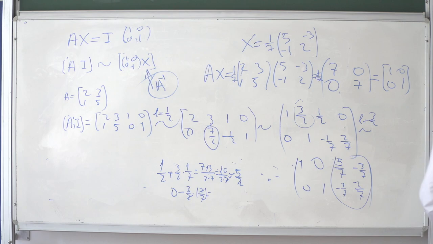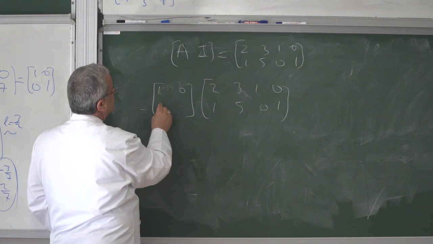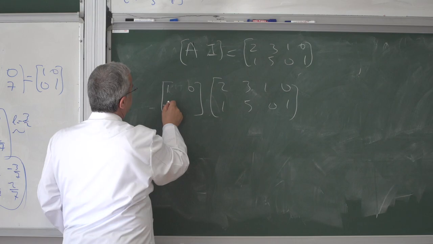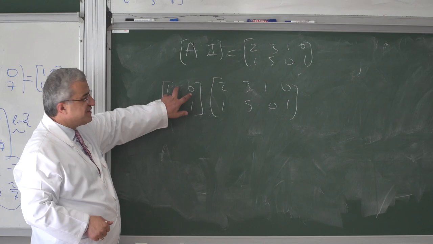So I have 2, 3, 1, 0, 1, 5, 0, 1. I want the second row to remain the same. So I want to have first row remain the same, 1, 0. And here, multiplier is 1/2, okay? And I want to multiply the first row by 1/2 and subtract it from the second line. Okay, this is the matrix that will do that. Okay, let's do the multiplication.